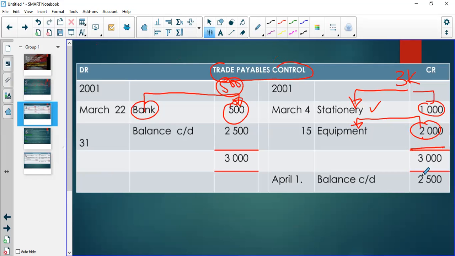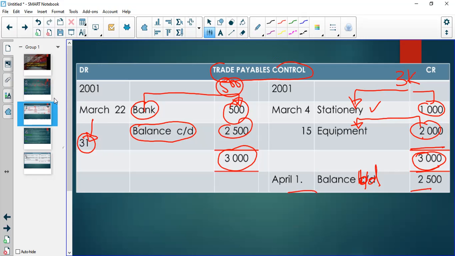So the biggest side provides the totals for both sides. So 3,000, 3,000. Then the smaller side provides the balancing figure, which is referred to as the balance carried down at the end of the month. All right. And then it becomes a balance brought down here. So that's my typo there. It's a balance brought down, all right, into April.